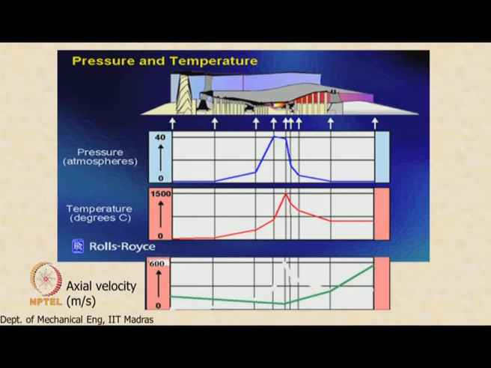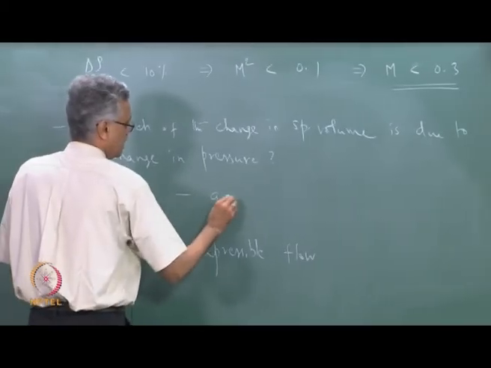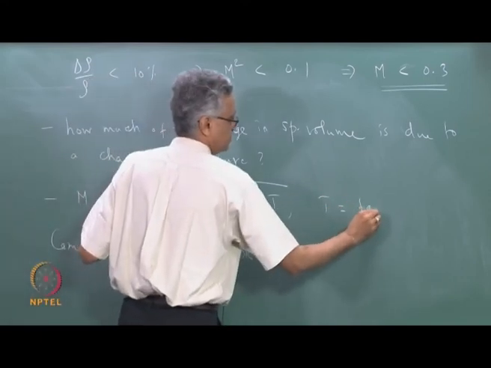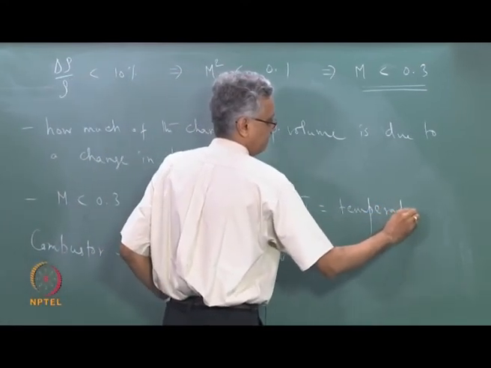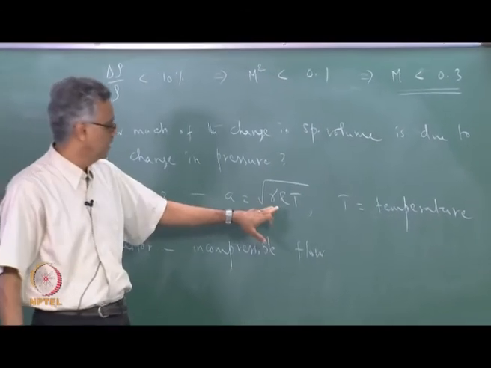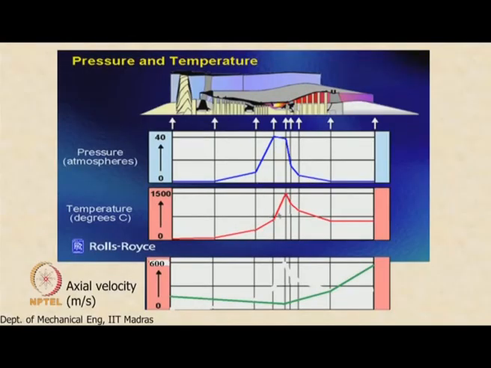Now the speed of sound, if you remember, for an ideal gas varies as the square root of gamma RT. So when you apply this rule, A is nothing but the square root of gamma R times T, where T is the temperature. We will derive this relationship later on, but for now it is sufficient if you know this. So this varies with the temperature, and as the temperature is the highest in the combustor, the speed of sound is also the highest. So when I take this velocity and divide it by the speed of sound, I can easily see that the Mach number is going to be very low in the combustor.